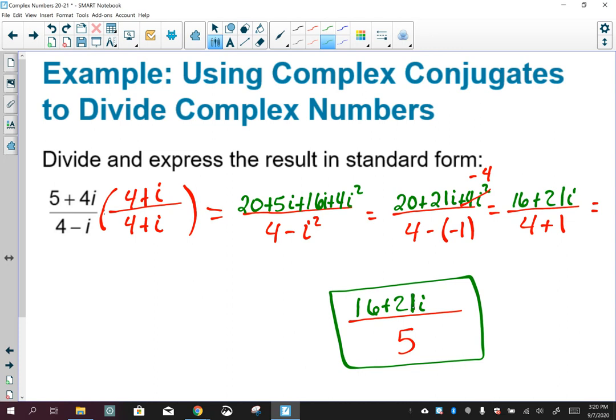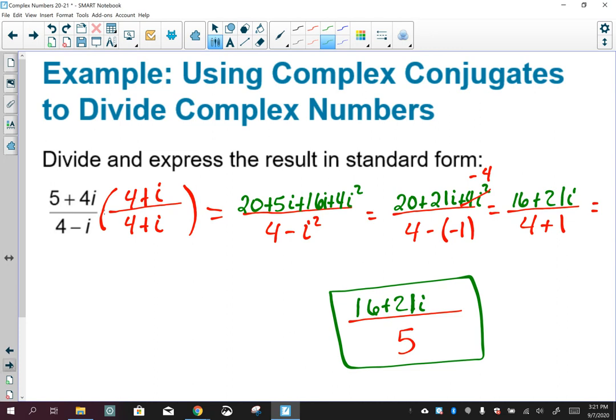Okay. So make sure when you go through this process, you can't stop here. You can't stop there. You have to keep going, because you cannot have an I and an I squared, because we know I squared is negative 1. That's why that plus 4I squared went to a negative 4. And then when we did this piece here, 20 and negative 4, that's where the 16 comes from.